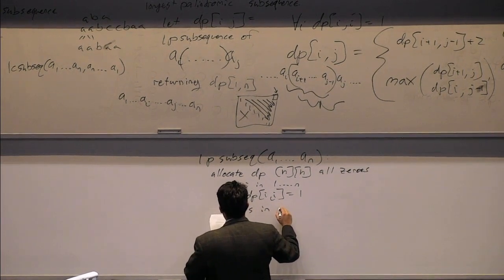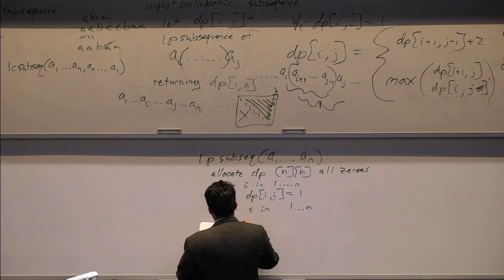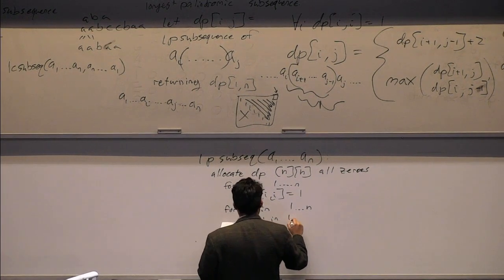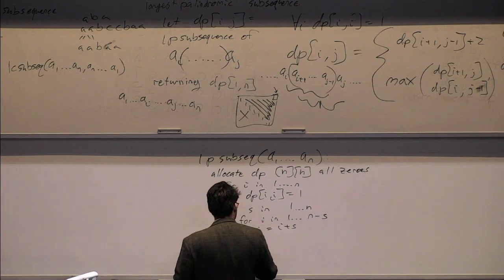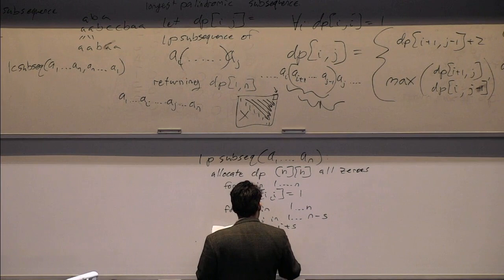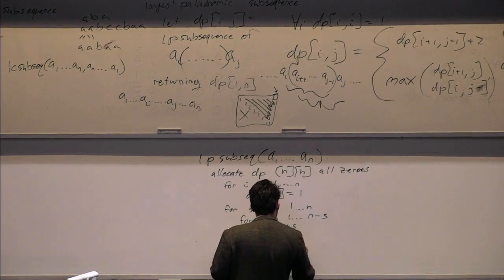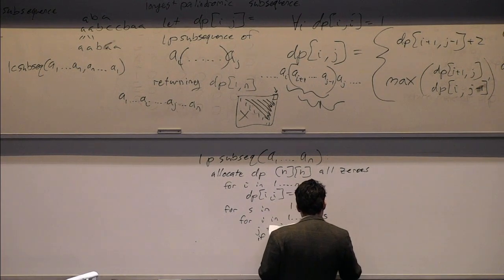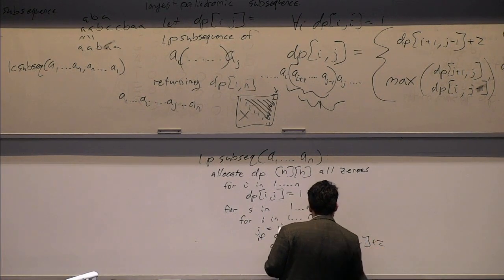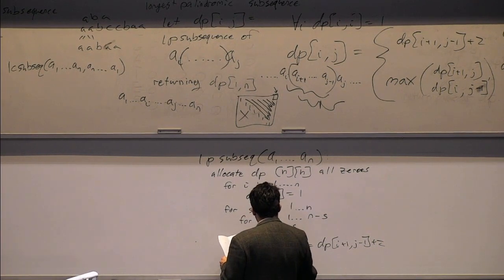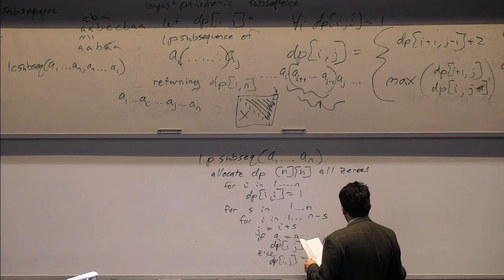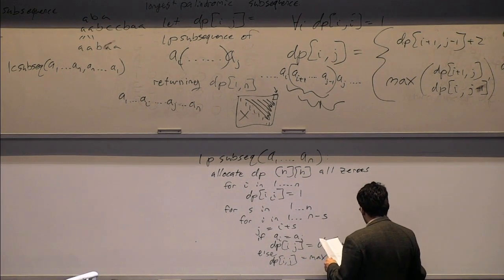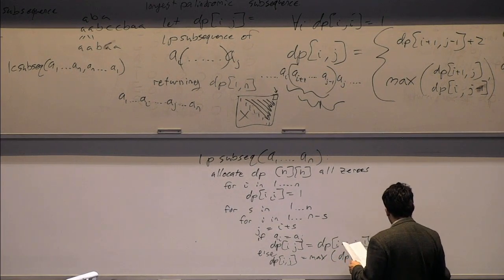For s in 1 to n, for i in 1 to n minus s, we're going to set j equal to i plus s. And then we'll simply do the recurrence. If a_i is equal to a_j, DP of i, j takes on DP of i+1, j-1, plus 2. Else, DP of i, j takes on the max of DP of i+1, j and DP of i, j-1. Right.